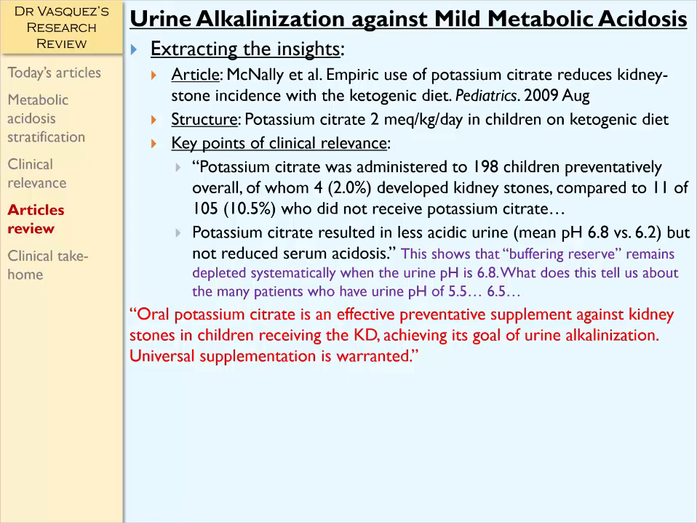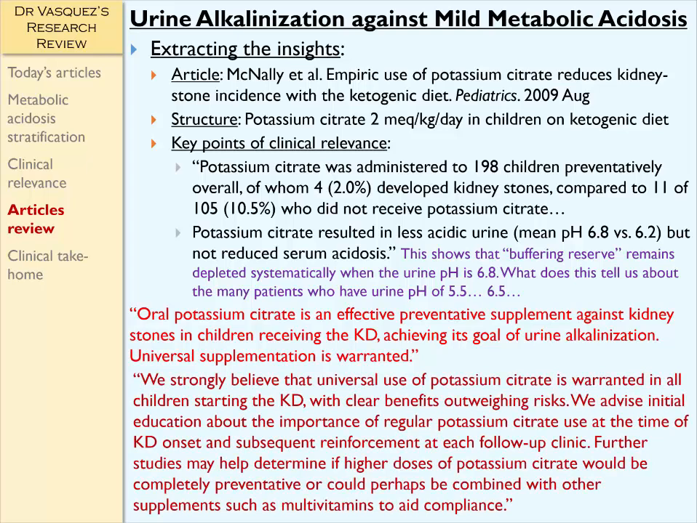Now let's look at the final sentences of this article, which state, "We strongly believe that the universal use of potassium citrate is warranted in all children starting the ketogenic diet, with clear benefits outweighing risks. We advise initial education about the importance of regular potassium citrate use at the time of ketogenic diet onset, or the implementation of that diet, and subsequent reinforcement at each follow-up clinic. Further studies may help determine if higher doses of potassium citrate would be completely preventative or could perhaps be combined with other supplements such as multivitamins to aid compliance."